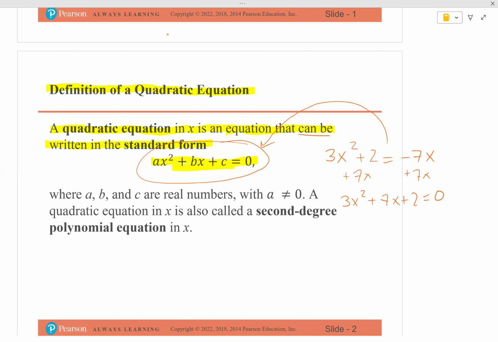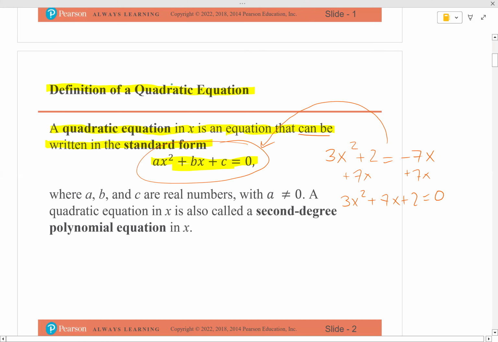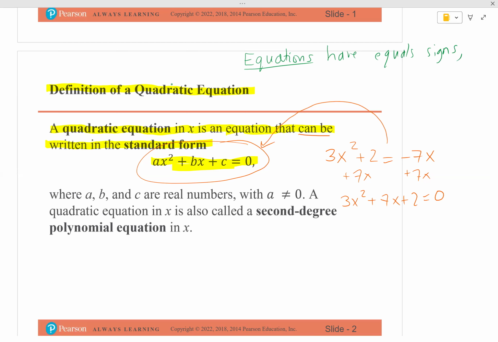Also, I don't think we've spelled this out yet in this class, but there's a difference between an equation and an expression. Equations have equal signs, so we can solve them. When you see any kind of equation, quadratic or linear, we're able to solve it, and that's usually what they ask us to do.